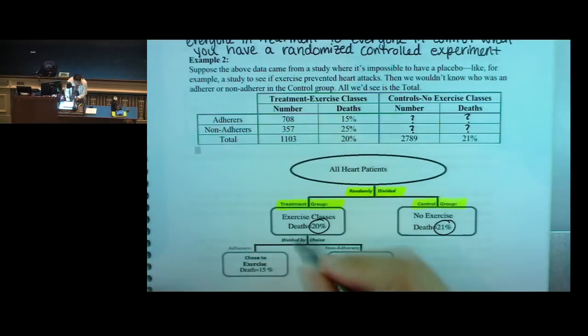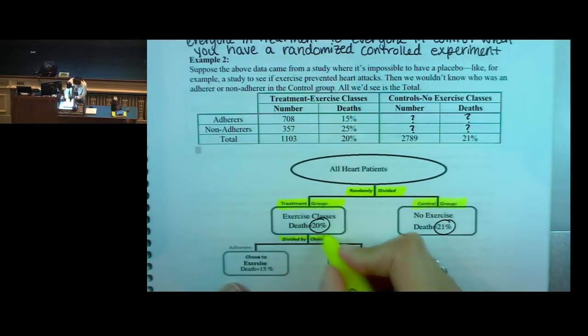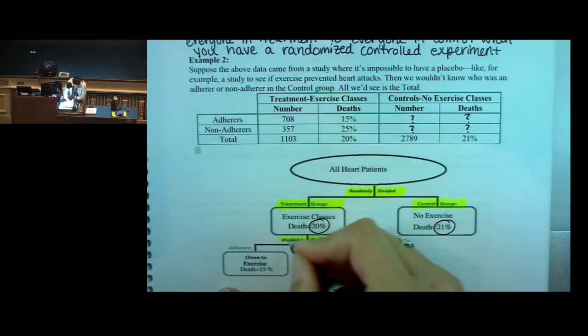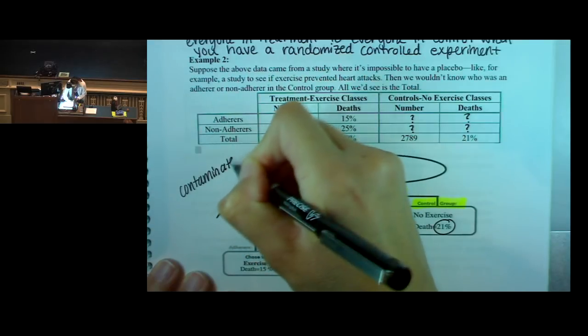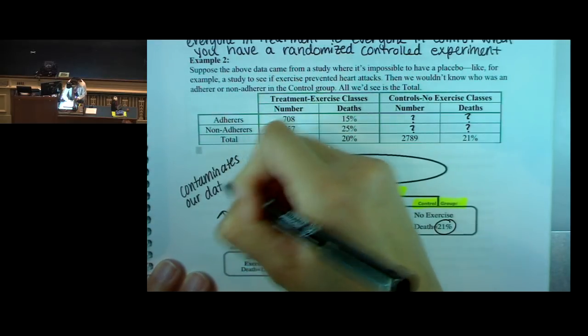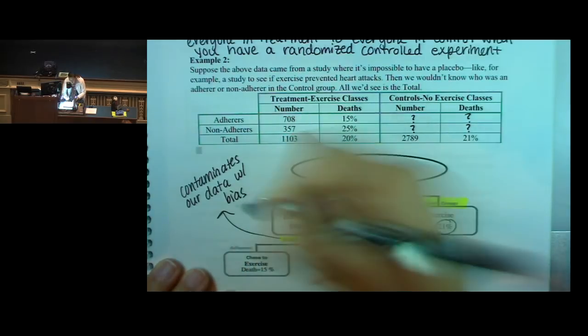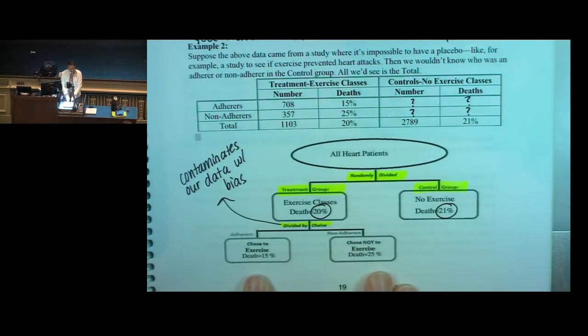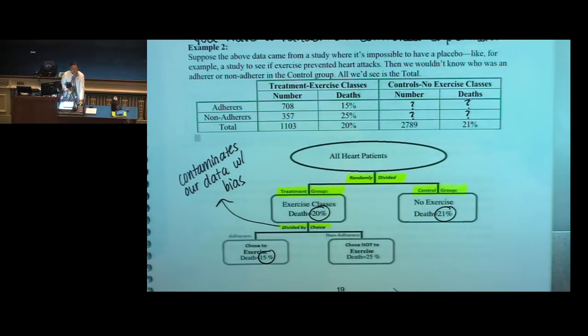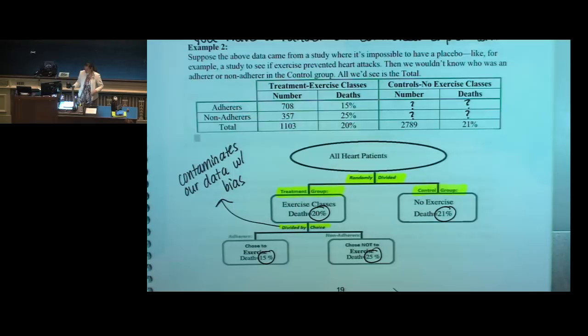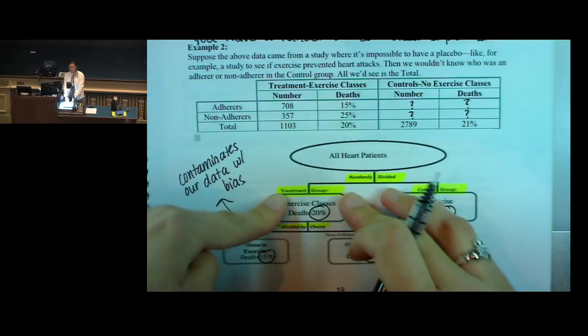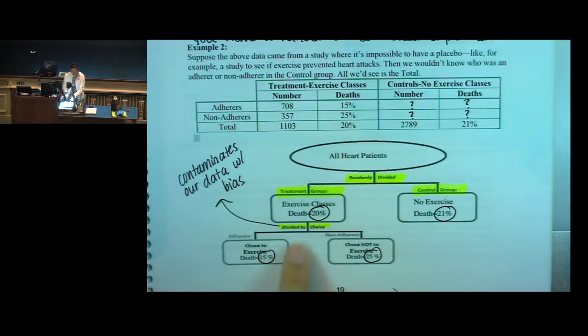And then we can see here in the diagram, divided by choice, again, I'll say it over here, this contaminates our data with bias, the whole divided by choice. Because again, maybe the reason these numbers are different, it looks like the people who chose to exercise, their death rate is 15%. The people who chose not to exercise have a higher death rate. Maybe that's because they're just not responsible people in general. They don't take care of themselves. We don't know if it's because of the exercise classes or other factors because they self-divided.